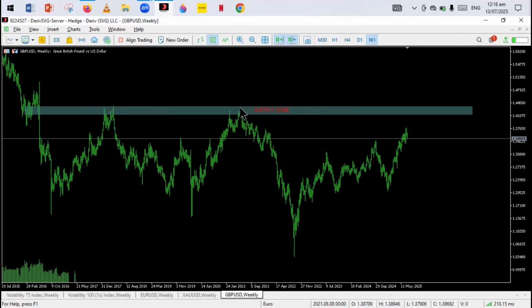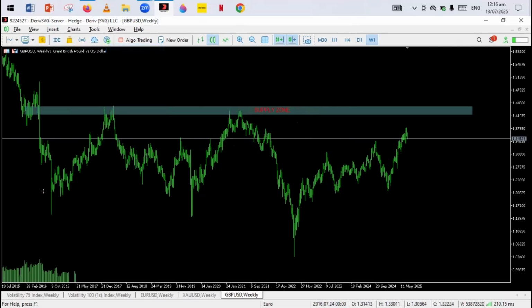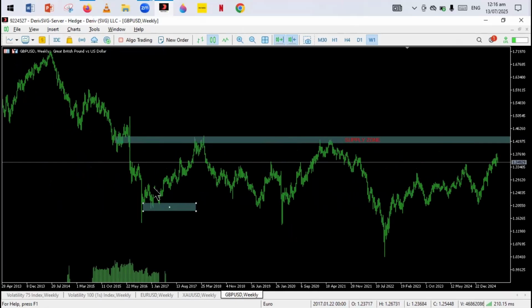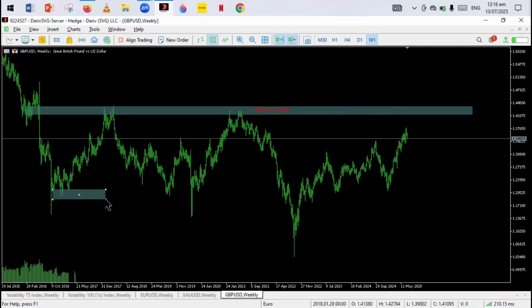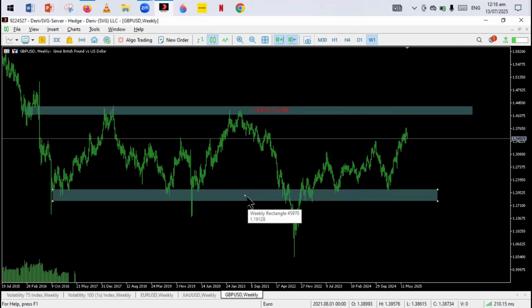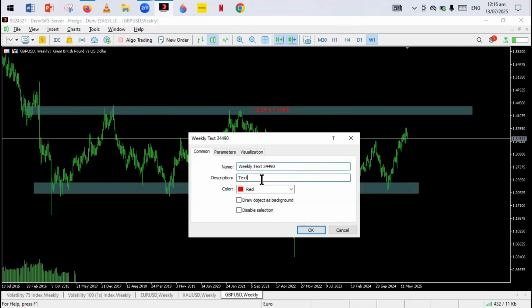And then we have our demand zone down here. That is our demand zone. Whenever price gets at the demand, you see, it buys. That is how you can mark your levels.